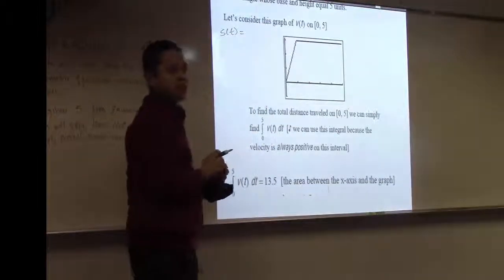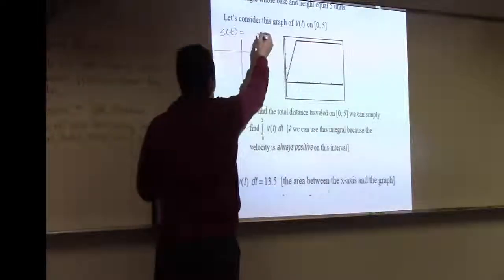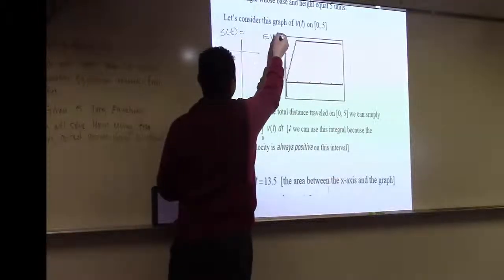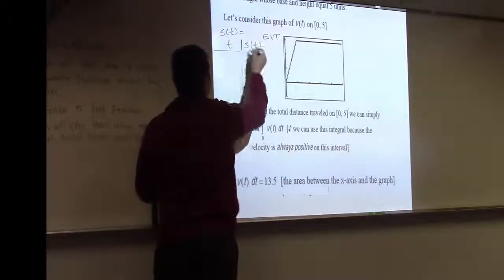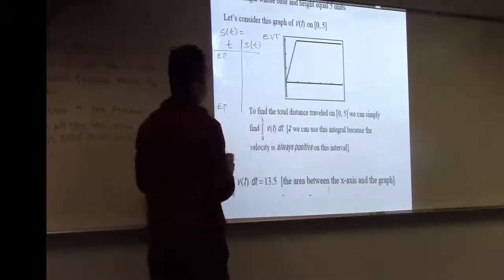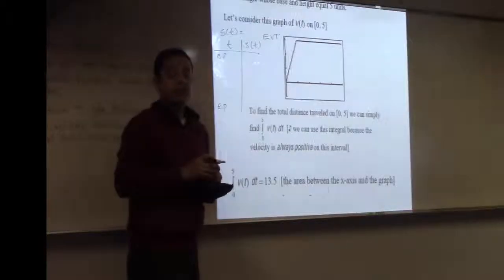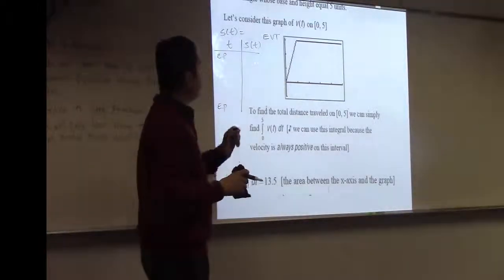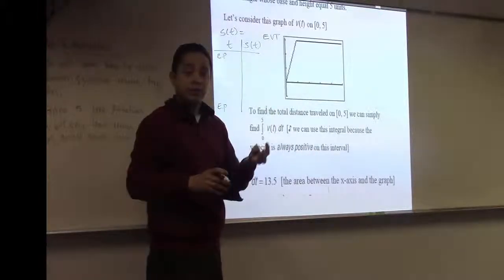So we were given some S of t, and if you go back to your notes, you will notice that we actually work with the EVT strategy, and we put t here, S of t here. We put endpoints. Basically, in this case, it would be 0 and 5. We also computed the critical numbers of S of t, and to do that, we had to take the derivative of S of t. That would give us V of t.